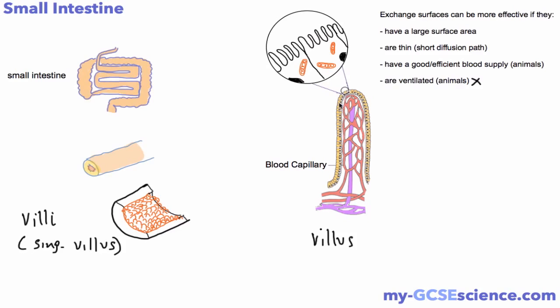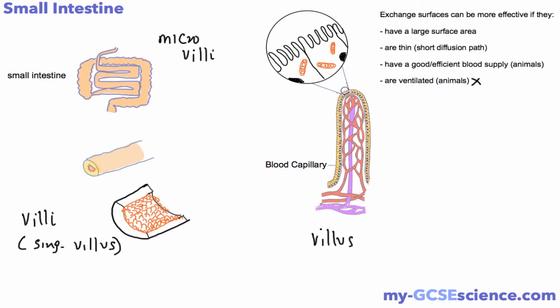The actual cells that are covering the villi are called microvilli, and these are similar finger-like projections, but they're on the cells themselves. So we've got all these finger-like projections here, but we've got further smaller ones on the surface of this singular villus there, so that massively increases the surface area.